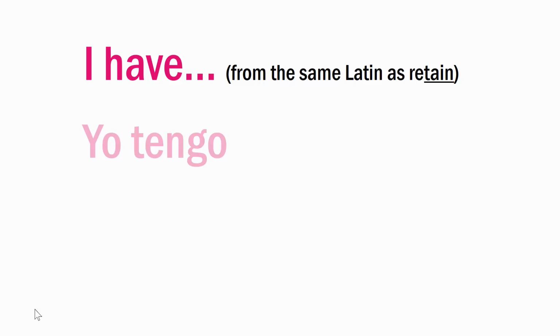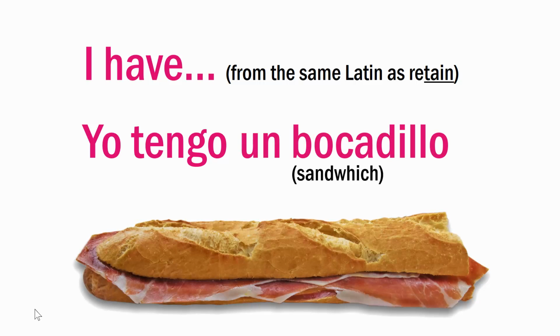I have in Spanish is yo tengo, and it comes from the same Latin as retain. And you can use yo tengo to create sentences similar to I want a sandwich by saying I have a sandwich. Yo tengo un bocadillo.